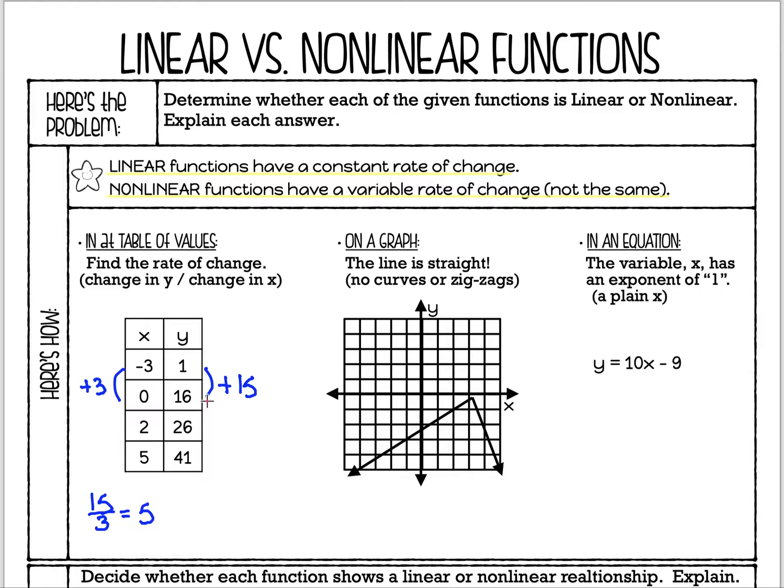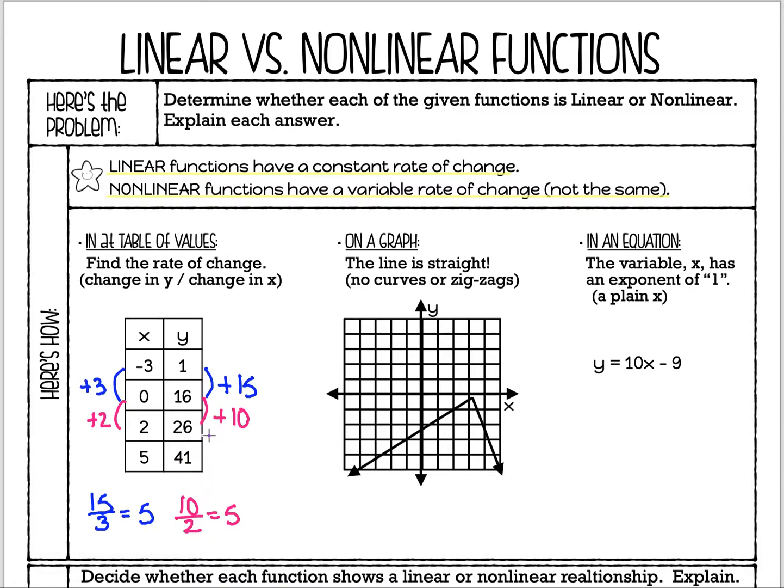All right, let's try the next one. I'll be colorful. From 16 to 26, that's a plus 10. And over on this side, from 0 to 2, that's a plus 2. So you might look at this and think, oh, this isn't linear because this is different. However, be careful. You got to check your change in y over your change in x. And if we do 10 over 2, that is 5, right? So it's the same thing, same rate of change.